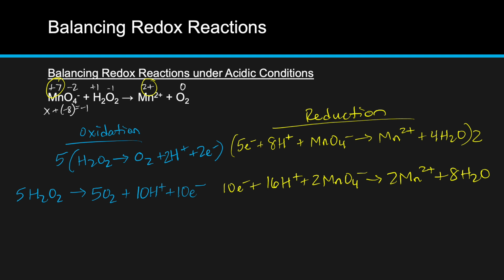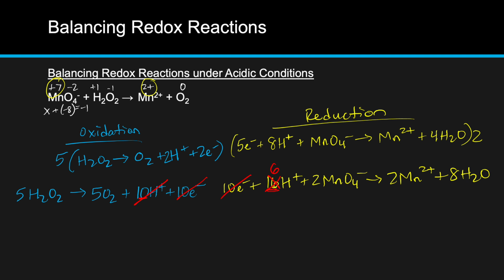So we have electrons on each side, so let's cancel those out. We have H plus ions on both sides. So we have 16 as our reactant and 10 as our product. So all of our products are going to be gone. We're going to be left with 6 H plus left on the reactant side. And then we are done canceling out. Everything else remains. So let's go ahead and combine.